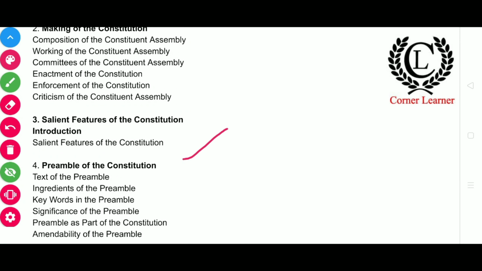Okay. Next, preamble of the constitution. What is a preamble? Keywords in the preamble, significance of the preamble. Is the preamble a part of the constitution or not a part of the constitution? Some cases are there, like the Berubari case. Those are very important. Those are previously asked questions, and maybe in future also they are expected questions, that we learn in this chapter, preamble of the constitution.